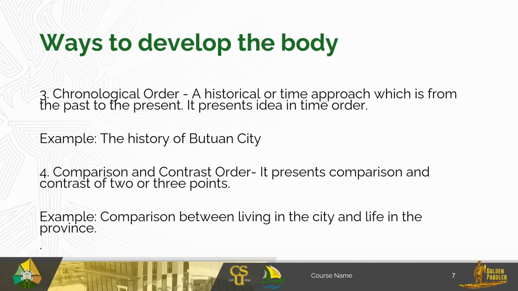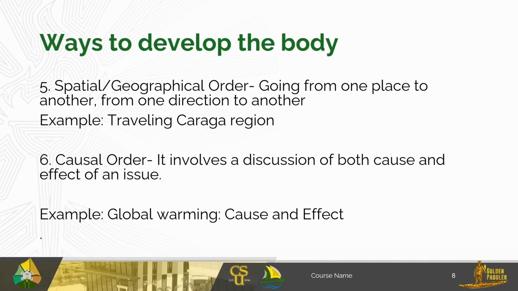Next we have comparison and contrast order. It presents comparison and contrast of two or three points. Example, comparison between living in the city and life in the province. We also have spatial or geographical order, going from one place to another, from one direction to another. Example, traveling Caraga region. We also have causal order. It involves a discussion of both cause and effect of an issue. Example, global warming, cause and effect.